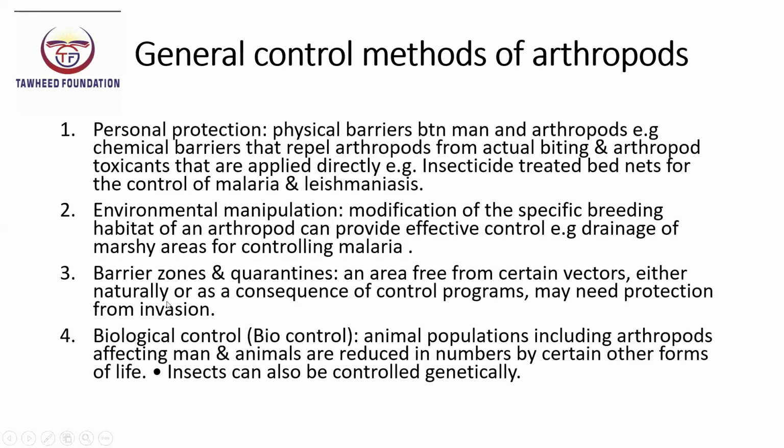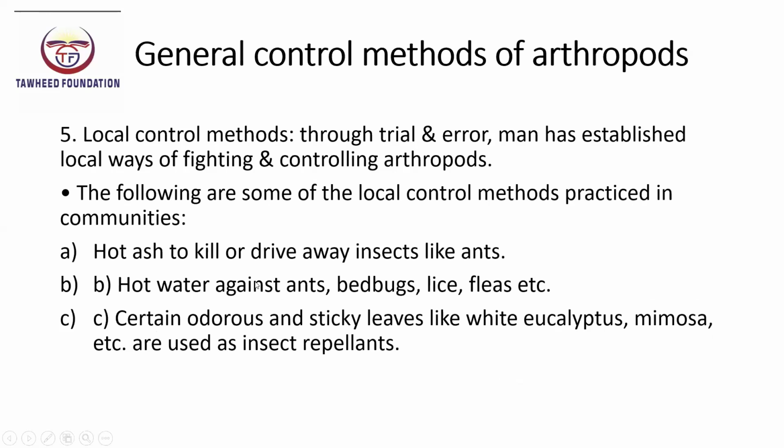Third is barrier zones and quarantines. Areas kept vector free require protection to avoid reinvasions. Fourth is biological control, use of natural predators or parasites to suppress vector populations. Fifth is local control methods. Examples include using hot ash or aromatic plants to repel insects. Through trial and error, man has established this local way of fighting and controlling arthropods.